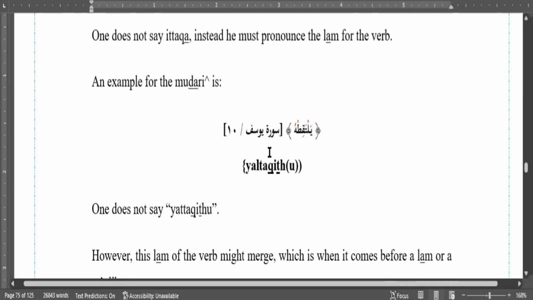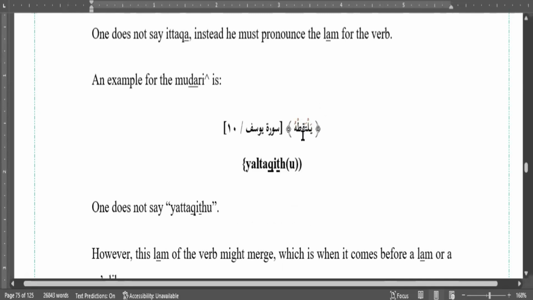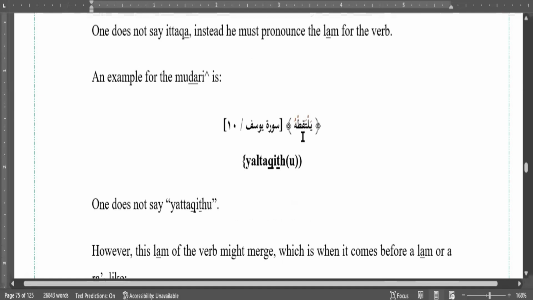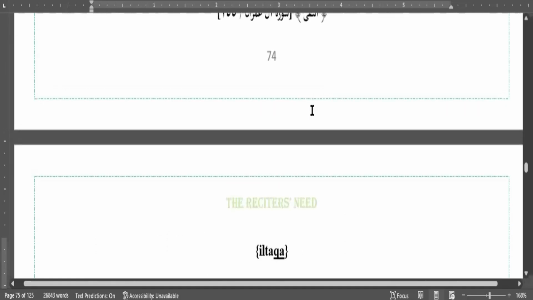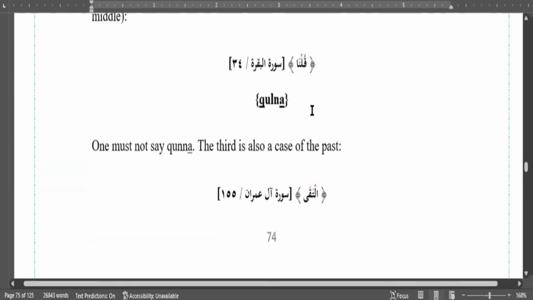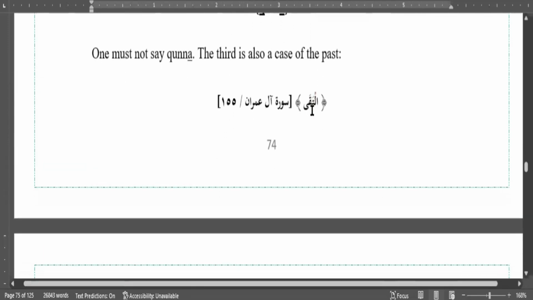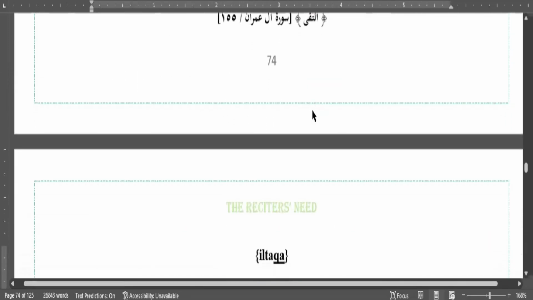I've just realized in the book it doesn't say anything about a command. It just says one does not say ittiqa. Instead, one pronounces the lam for the verb. Okay, so great. I think corrected, alhamdulillah. Yeah, they caught the mistake. That's good. Alhamdulillah.